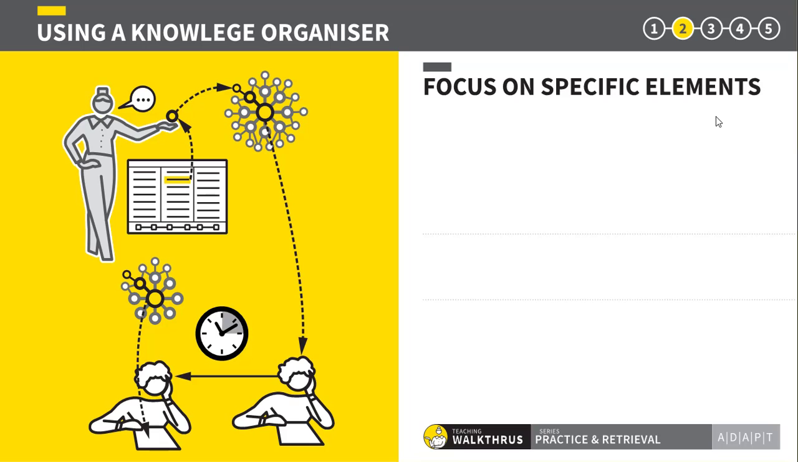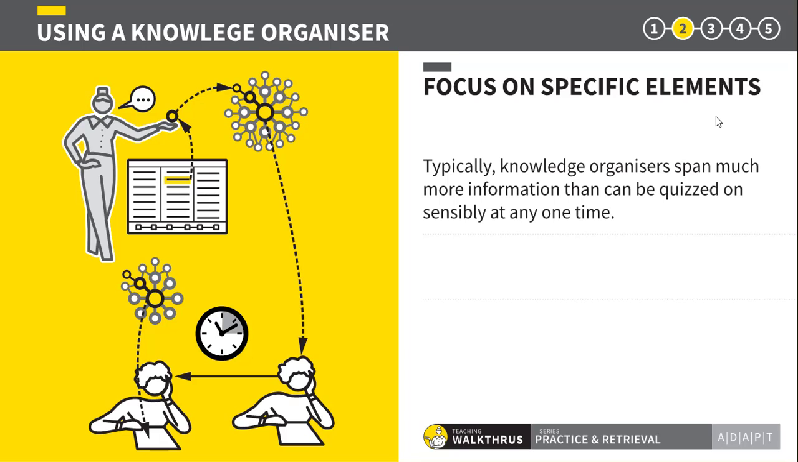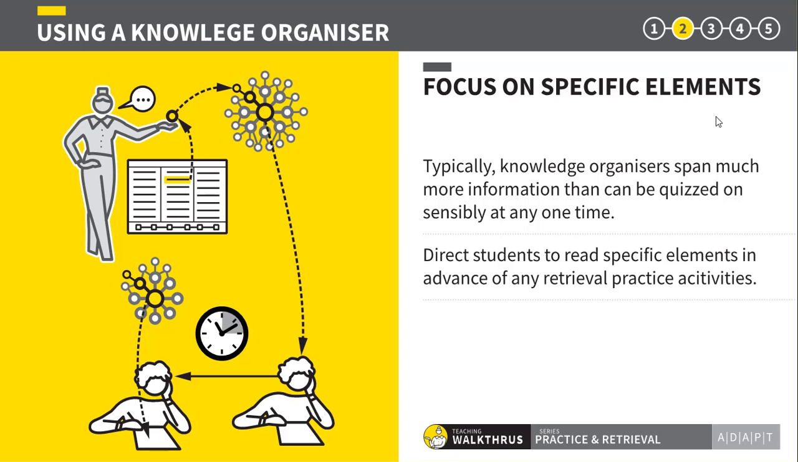So focus on specific elements. When you're asking the students to work from the knowledge organisers, you want to ask them to focus on a certain part, at least to begin with anyway. If you spread the net too wide, you run the risk of missing the point of what it is you're looking at the knowledge organiser for. Typically, knowledge organisers span much more information than can be quizzed on sensibly at any one time. Direct students to read specific elements in advance of any retrieval practice activities.